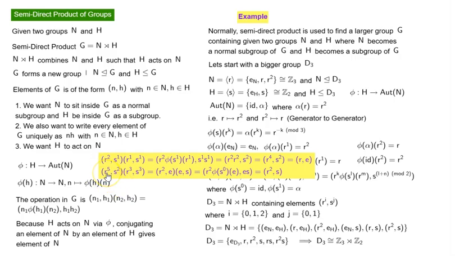Similarly, R to the power of 5, that means rotating it 5 times, comma, S square, that is reflecting it twice, times R cube, comma, S cube. Again, evaluating this, we get R square, comma, S. So this is just to give you an idea of how I arrived at this. So that was the semi-direct product of groups.